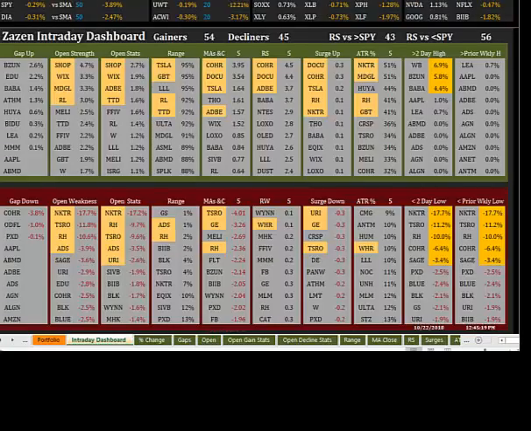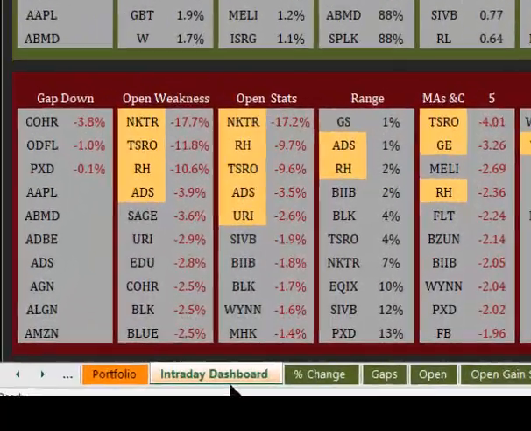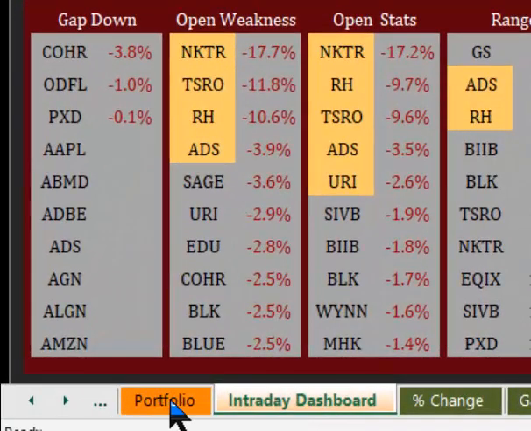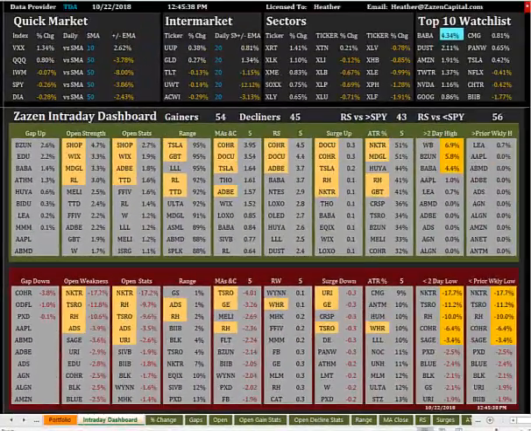This is a quick introduction into the intraday dashboard that I've created. Here's the intraday dashboard summary page. The tabs down below are in orange. A quick overview of the sections.